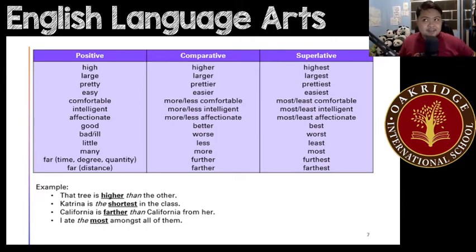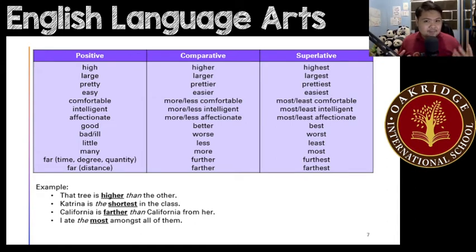That's four syllables. Comfortable. So since that's more than one syllable, then you would have to use the words more or less, such as more or less comfortable. Or if it's superlative, it's most or least comfortable. Another example would be intelligent: more or less intelligent, or most or least intelligent. Or affectionate: more or less affectionate, most or least affectionate.